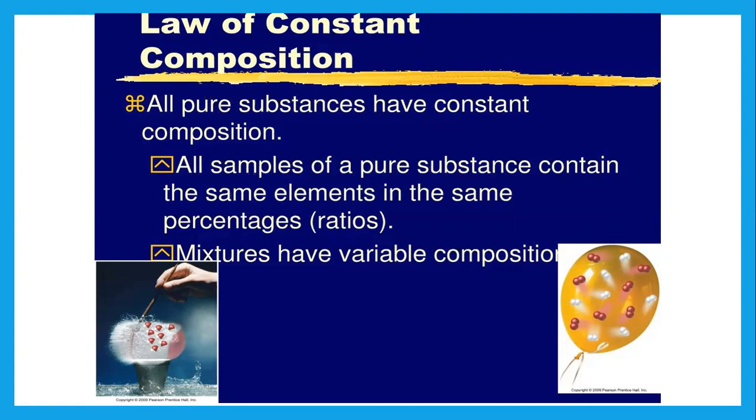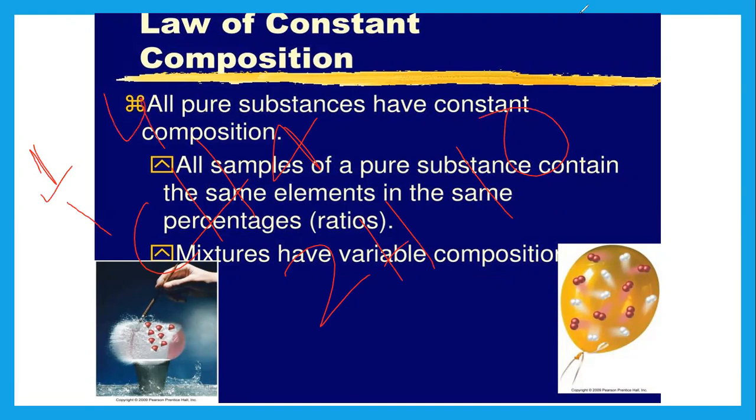It summarizes the result of many experiments and states that a chemical compound always contains the same constituents in the same proportion by weight. For example, no matter how water is formed, water will always have two hydrogen and one oxygen. No matter how methane is formed, it will always have one carbon and four hydrogen. So they have constant composition throughout the procedure. It does not matter how they are formed. They will always maintain the same composition.